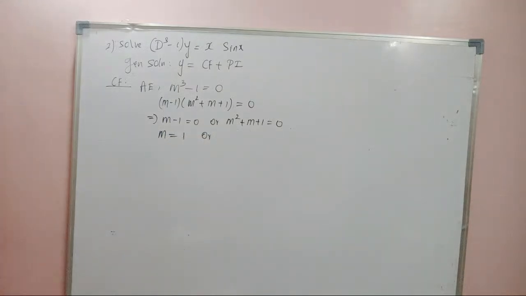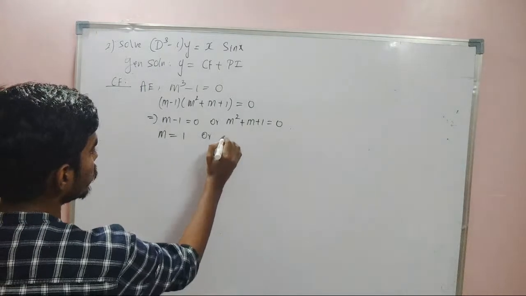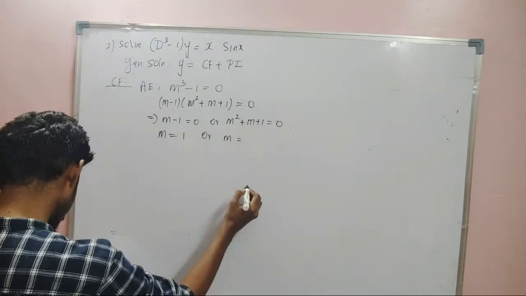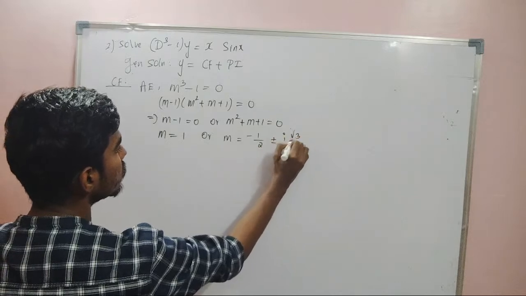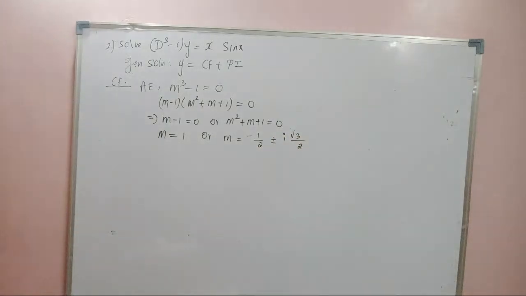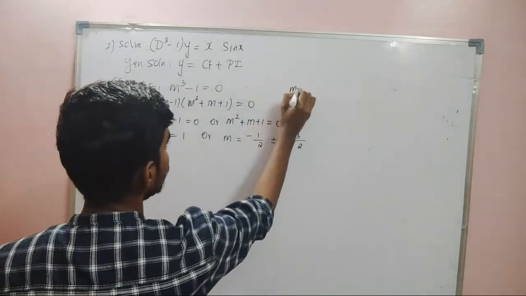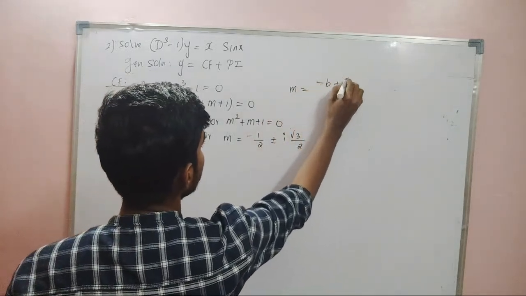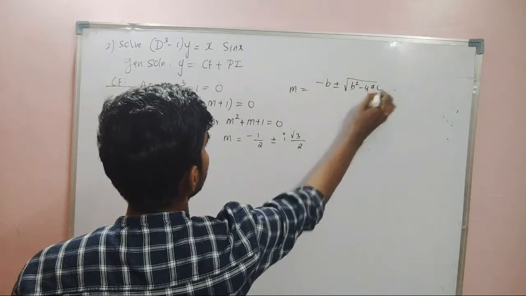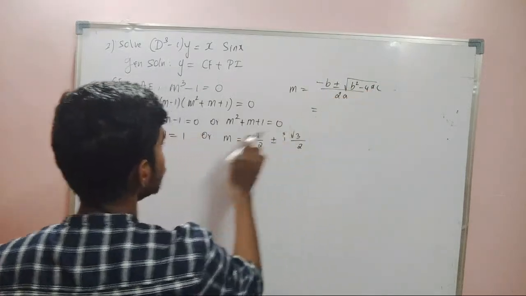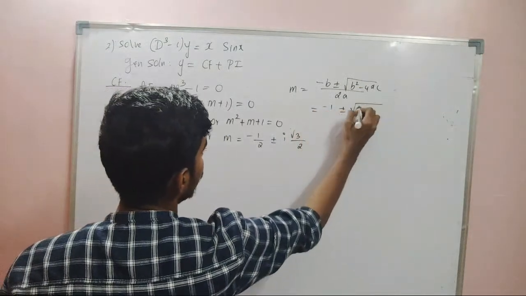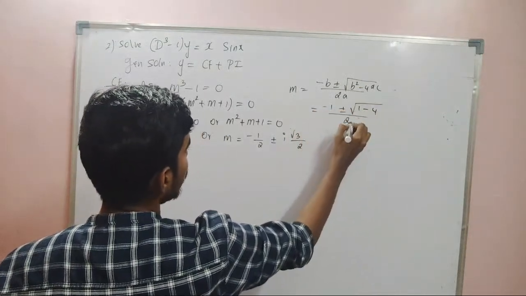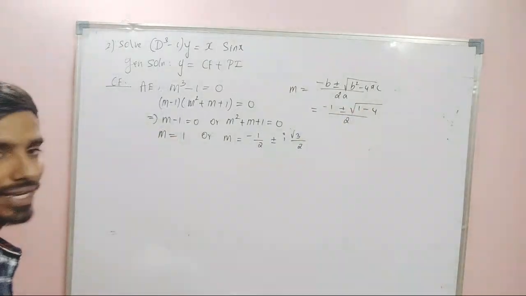It's a quadratic equation, so we just use the formula m is equal to minus b plus or minus square root of b square minus 4ac by 2a. You will have the roots equal to minus 1 by 2 plus or minus i root 3 by 2. You can see our a is 1, b is 1, c is 1. So it will be minus 1 plus or minus square root of 1 minus 4 divided by 2. So this will be minus root 3.